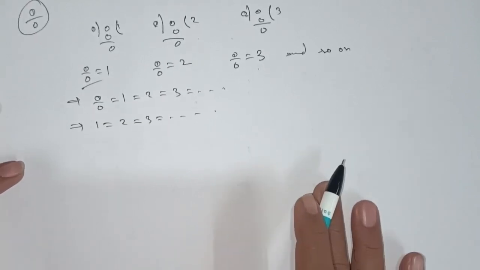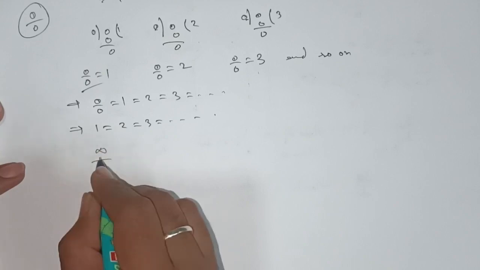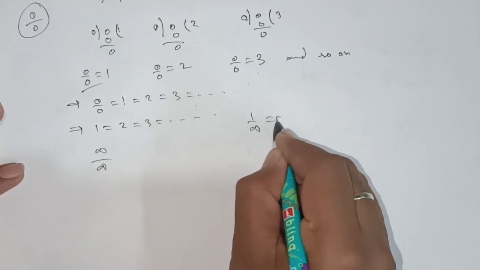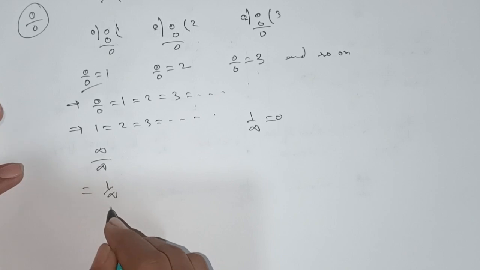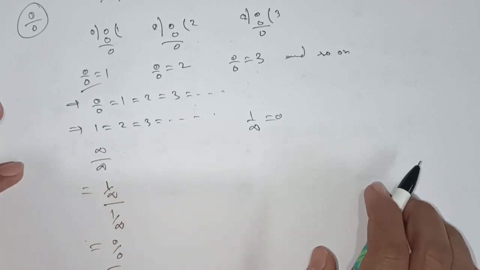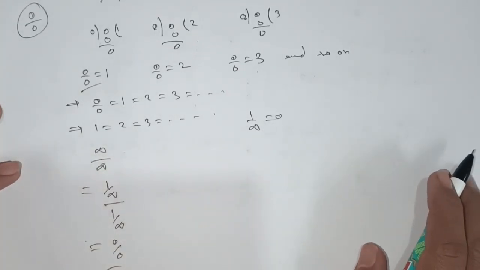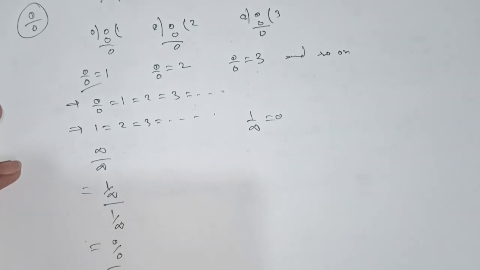Similarly, if you go for infinity by infinity, you can reduce it, because right now I'm going to use the concept that 1 by infinity equals 0. If I write like that, then I can write infinity by infinity as (1 by infinity) by (1 by infinity), and 1 by infinity means 0, so 0 by 0. I can conclude, this reduces to this one. Actually I'm using the limiting concept here.